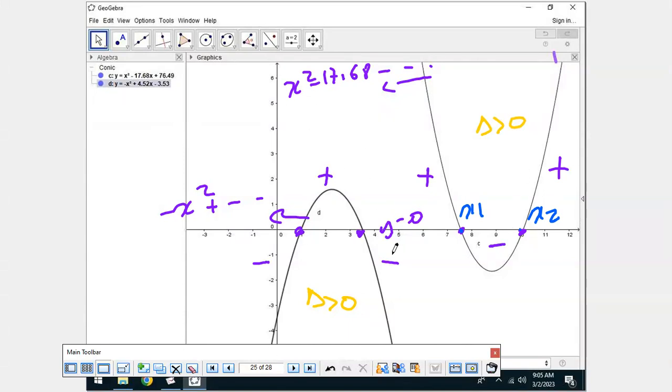If you look when the parabola is downward, when a is negative, this is minus x squared plus something. I don't care about it. If I look here, y is negative, then y is positive, then y is negative. So also I have same as a, opposite as a, same as a.